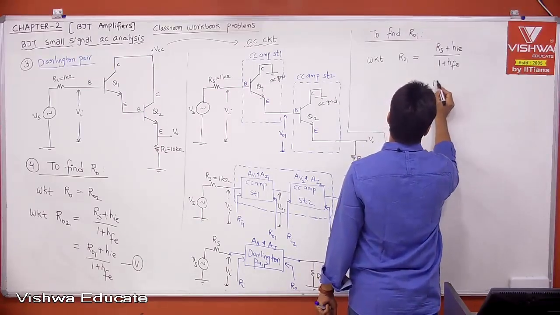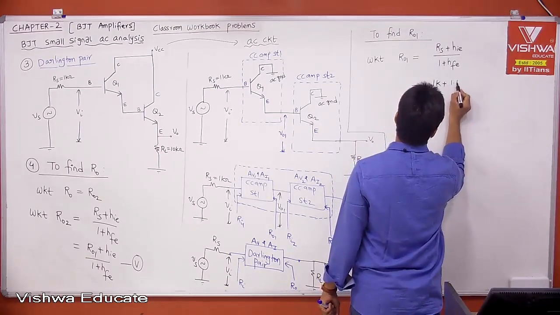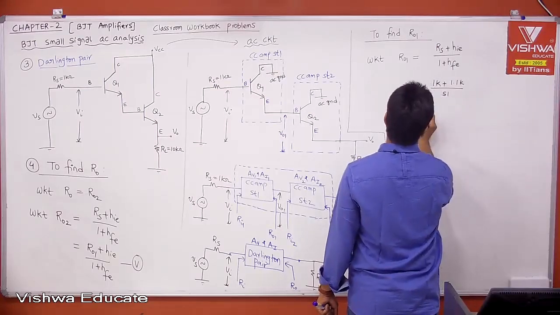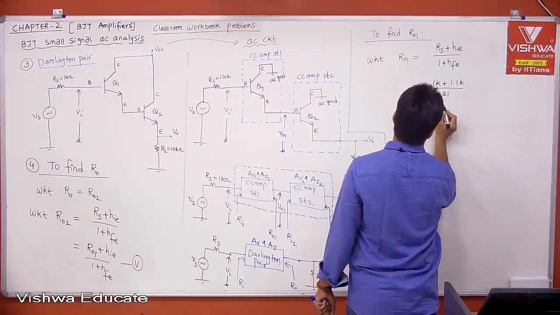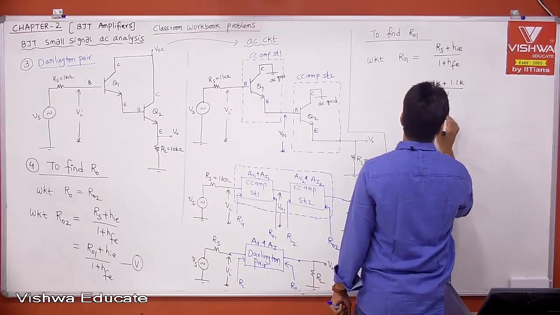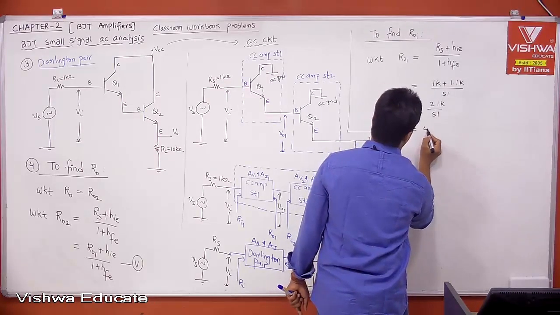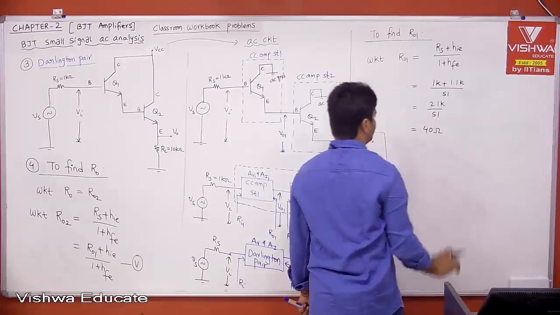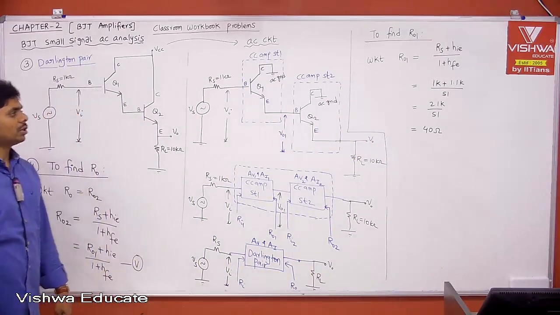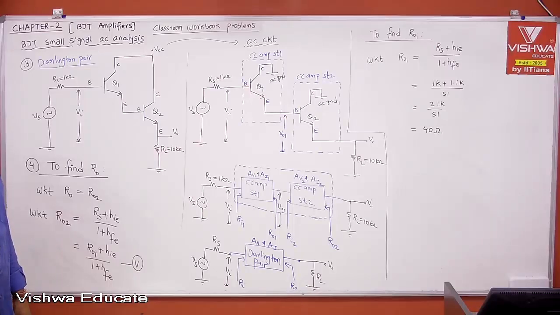RS is equal to 1 kilo ohm, HIE is 1.1 kilo ohm, 1 plus HFE is 51. If you do, it is 2.1 kilo ohm divided by 51. Approximately, you can take it as 2k by 50. You will get around 40 ohm. This is what we solved. We got it, but you may get 41 point something. But you can take it approximately 40 ohm. Then 40 or 41 doesn't matter.